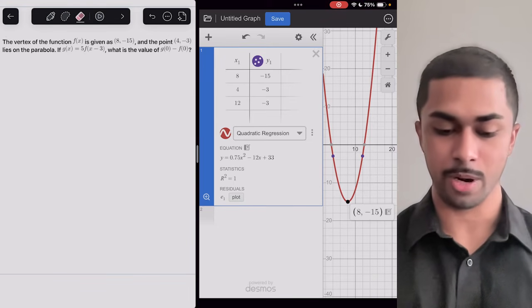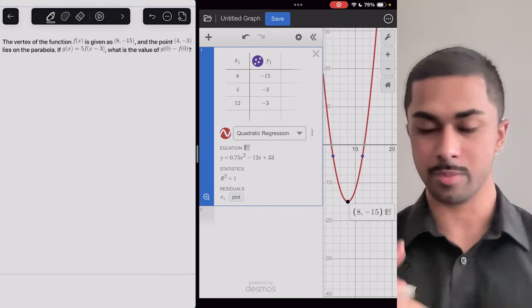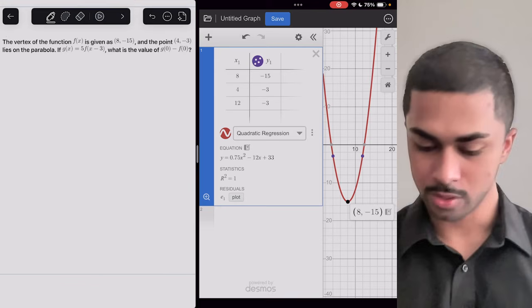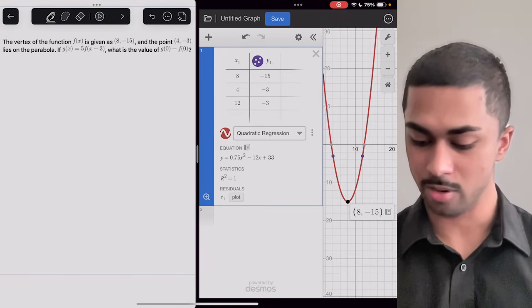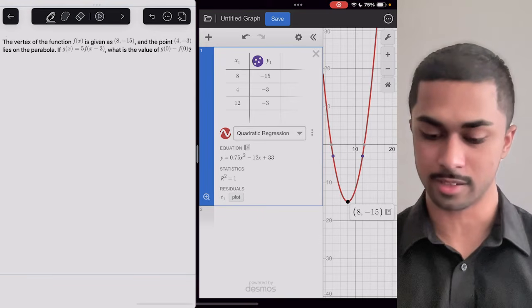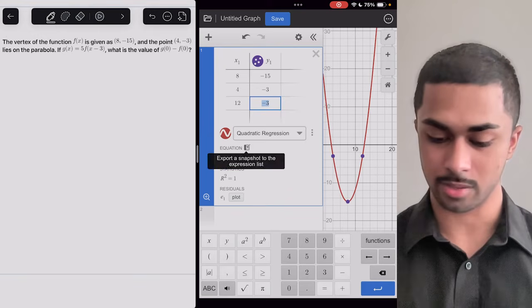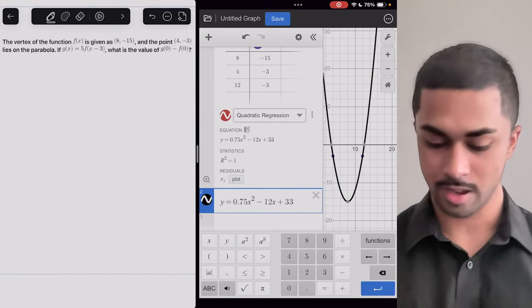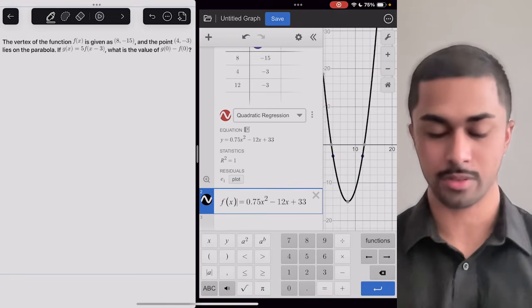I call that a mirror point, M-I-R-R-O-R, because it's mirrored on the other side. So we just found our mirror point. It's (12, -3), and Desmos now knows that (8, -15) is the vertex because of our mirror point. And now we have the correct equation. We can just export it and set this equal to f of x. That was the hardest part about this question.